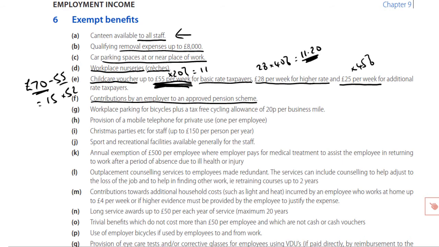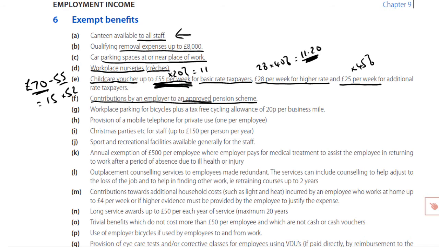Very good news indeed. Now, the employer might not operate such a scheme. It hasn't got the resources to do so, in which case it may then make a payment into your personal pension scheme. Contributions by an employer to an approved pension scheme, whichever one it is, would be an exempt benefit.